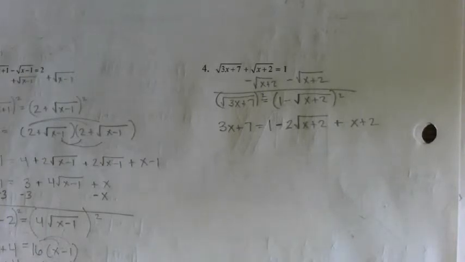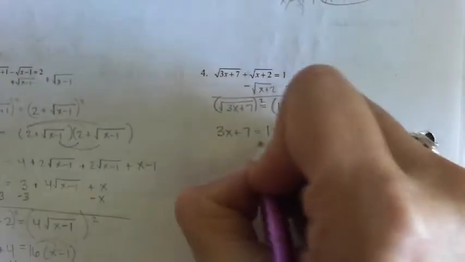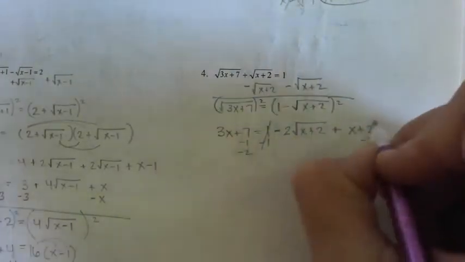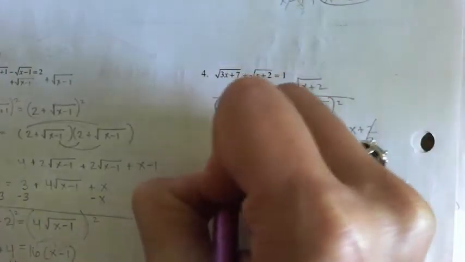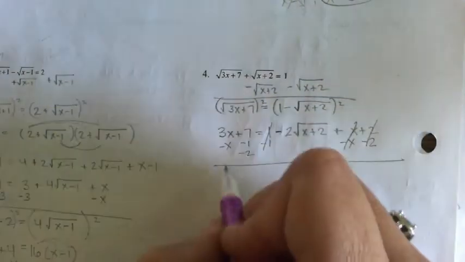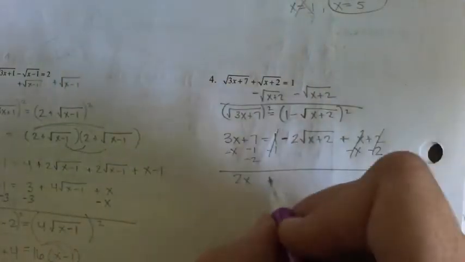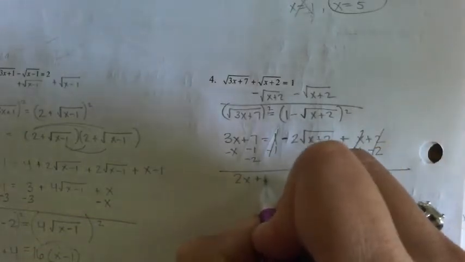Now I'm just going to re-isolate the radical. So I'm going to subtract this 1 over. I'll do it all at once. I'm going to subtract this 2 over, so that's gone, and I'm going to subtract this x over. So I get 2x. 7 minus 3 is plus 4.